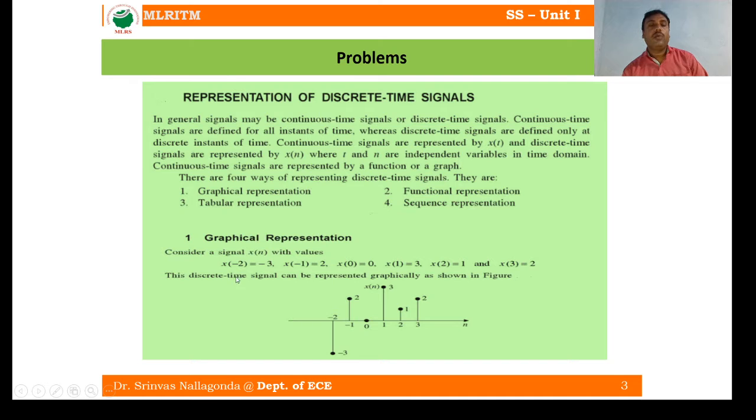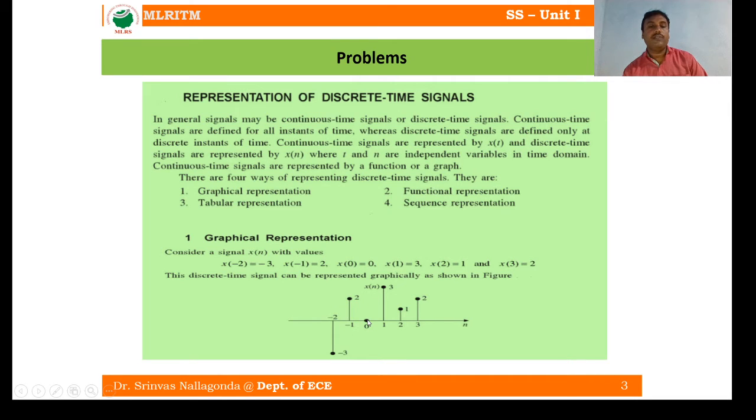So here one problem is given: x of -2 is equal to -3, x of -1 is equal to 2, for 0, 0, for 1, 3, for 2, 1, and for 3, 2. Now I would like to represent all the points graphically. So for that I have taken one graph. On the x-axis n is there, on the y-axis x of n is there.